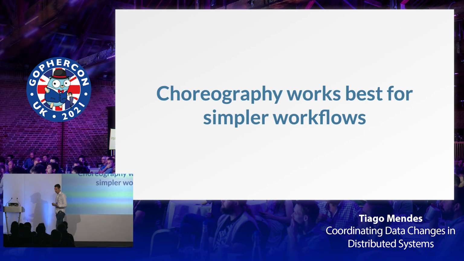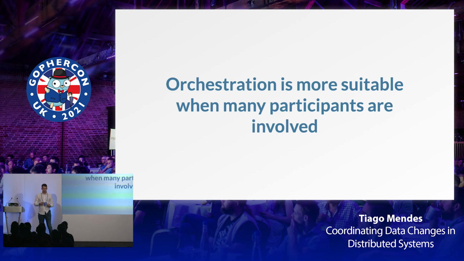Choreography tends to work best for simpler workflows. So when you don't have a lot of services involved, when there's very simple changes to do, it might be simpler to just go with choreography because you do not have to create a new service to do this. But orchestration is more suitable when many participants are involved. And moreover, it's more suitable when you think that there will be more participants involved over time. So I feel that orchestration is more suitable for the long run. But if your changes are quite simple, choreography might be the best for you.